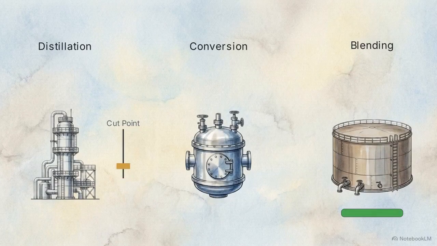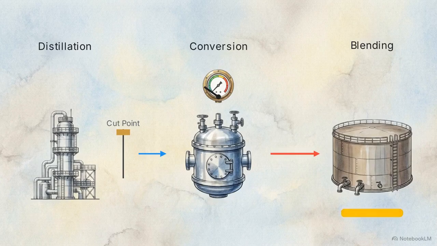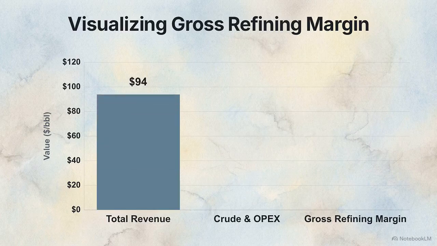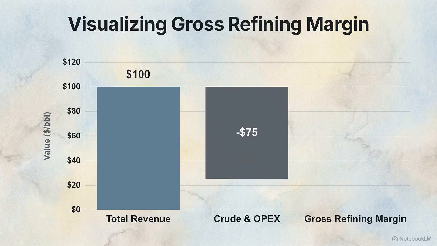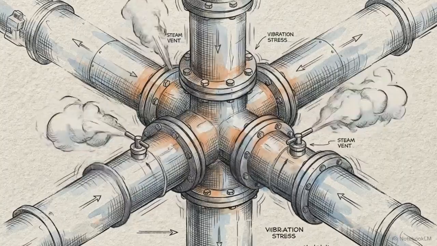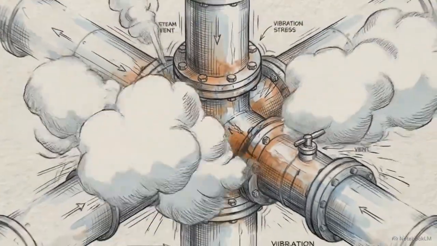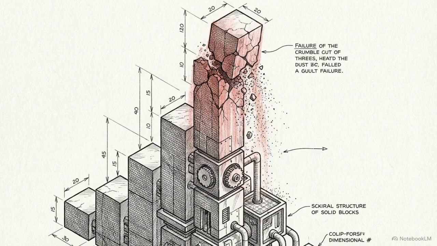If an operator adjusts a cut point on the distillation column, that single choice dictates the feed quality for the downstream conversion units, which in turn alters the available components for the final product blend. The financial success of these combined choices is measured by the gross refining margin, or GRM. GRM is the total revenue generated from the final refined products minus the cost of the raw crude oil and operations. Because every process relies on the output of the previous one, trying to maximize the efficiency of a single unit in isolation creates downstream bottlenecks.